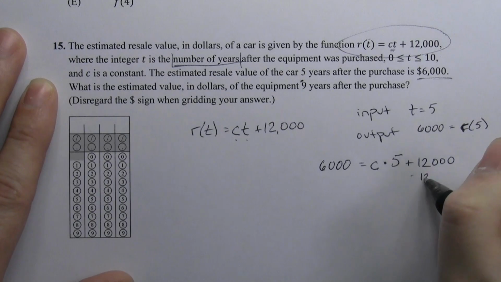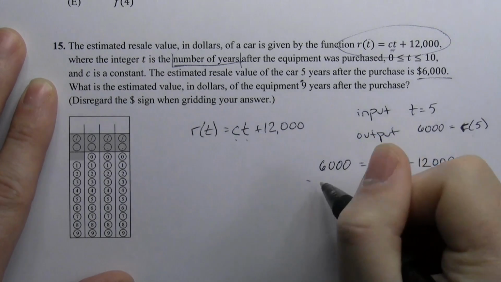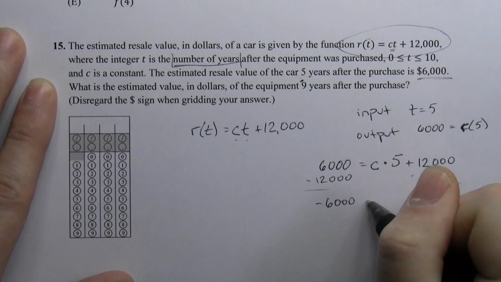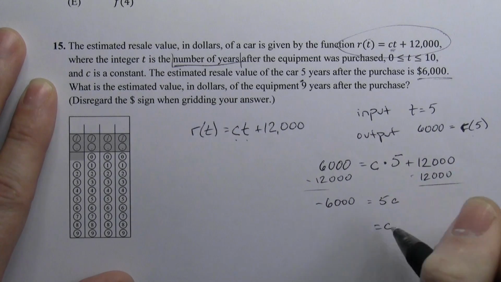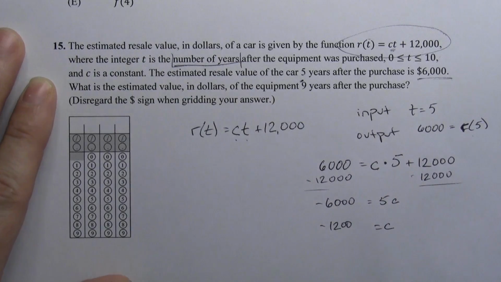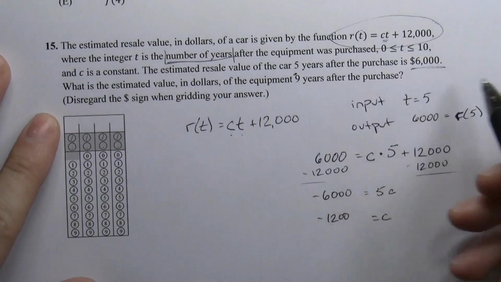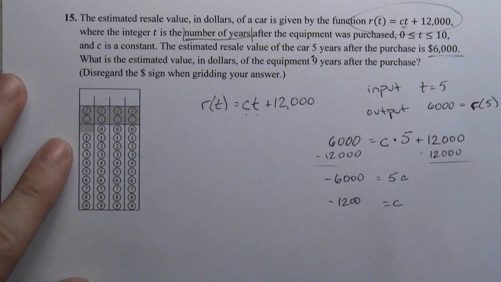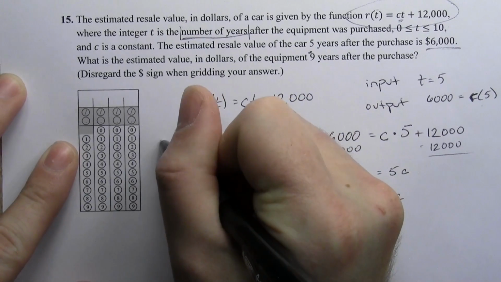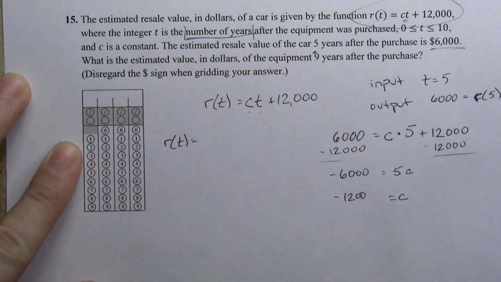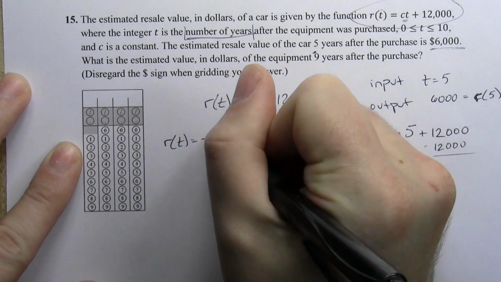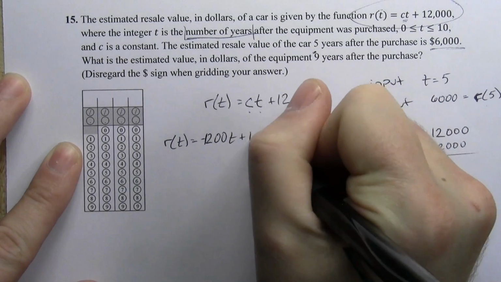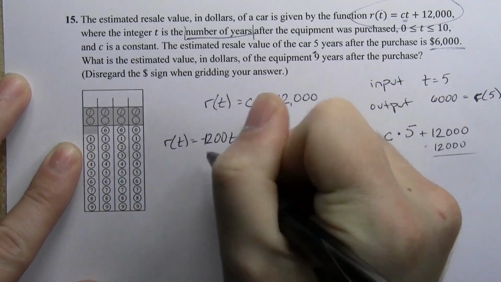Okay, good. So let's solve for c. I subtract 12,000 from both sides. My suspicion is correct. We're going to get a negative answer. That gives us negative 6,000 equals 5c. So c equals negative 1,200. Good. So now we have the actual function without a c. It says c is a constant, so it's not going to be dependent on whatever we choose for t. So let's rewrite the equation here with our c now. So r of t is going to equal negative 1,200 times t plus 12,000. Keep the commas in there.